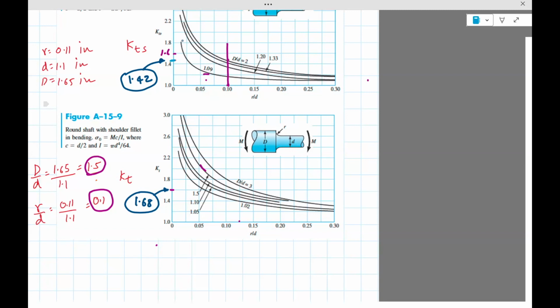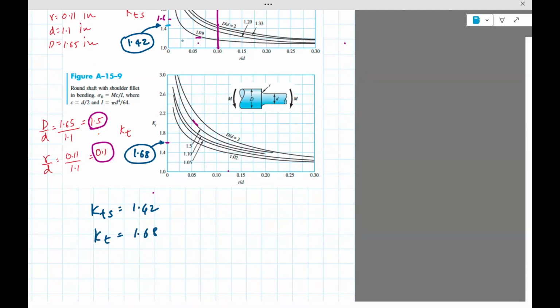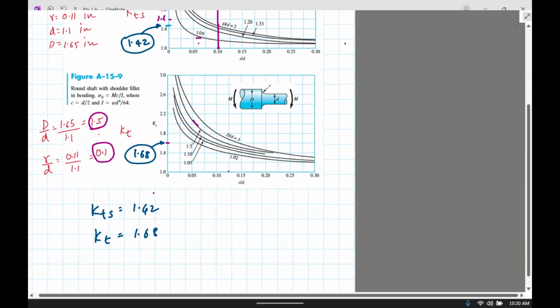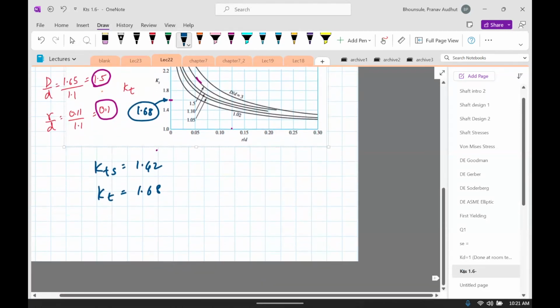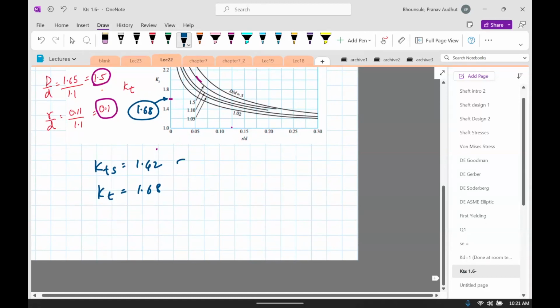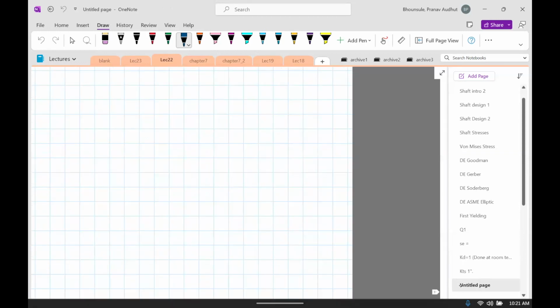Okay, so that's that. So what we've got from this is KTS is 1.42, KT is 1.68. We'll use this. So if you go through our three-step algorithm, compute KT, KTS, this is step one, which is done. Next, we need to compute Q and QS from the figure. There are a number of ways to compute Q, QS, but what we'll do is we'll use the plots.